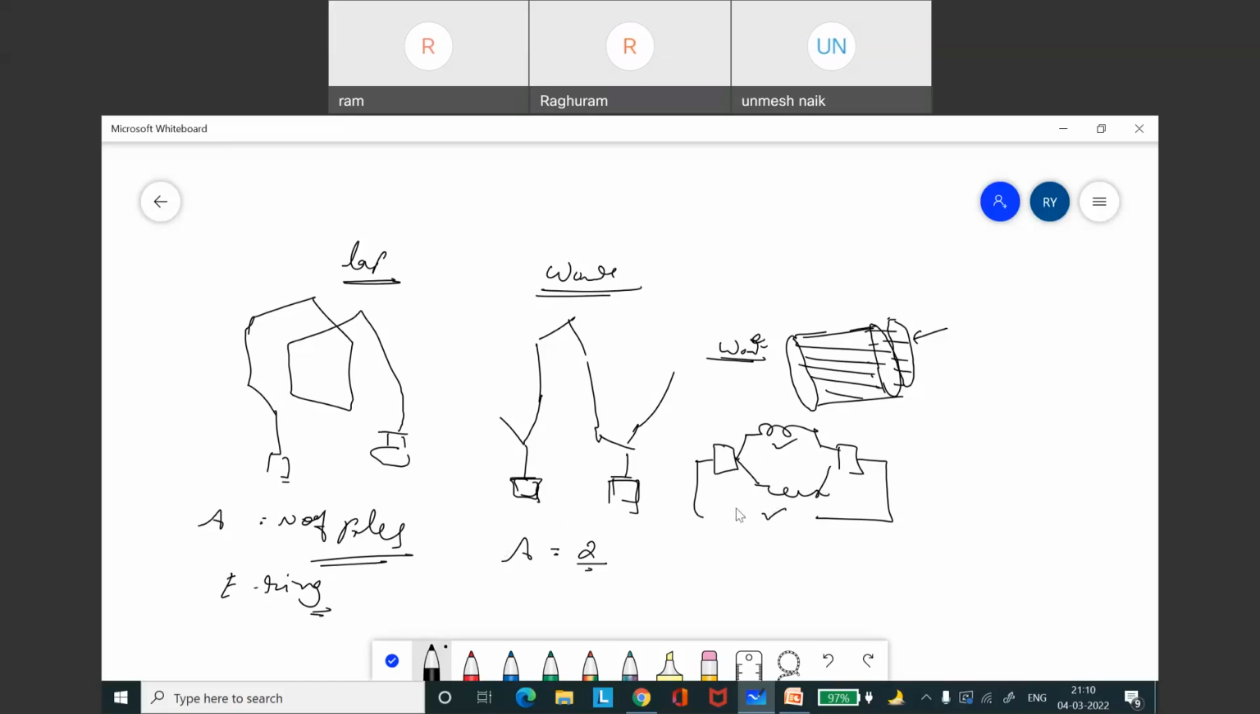If we have two poles, suppose we have four poles. For wave winding, the number of parallel paths will always be two. If you take the lap winding, we'll have four poles, right? So here we have one parallel path, so we have four parallel paths. Clear? Okay, sir.